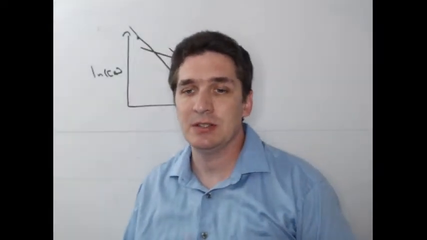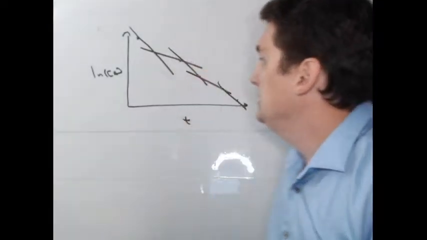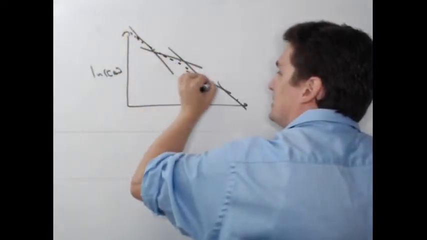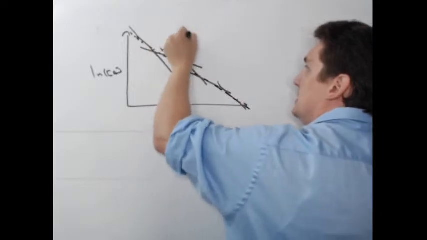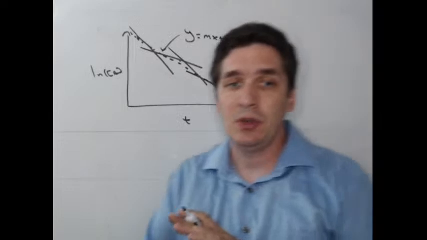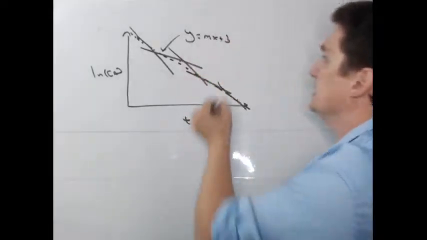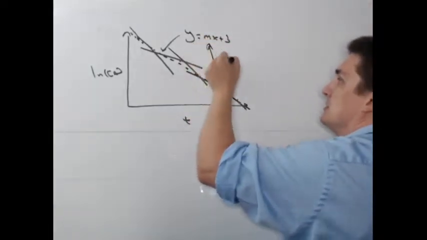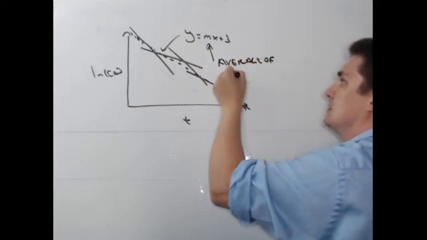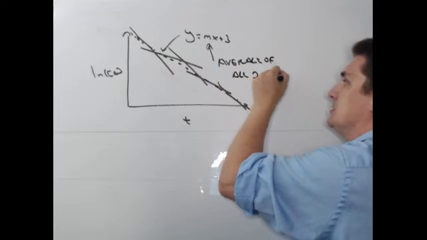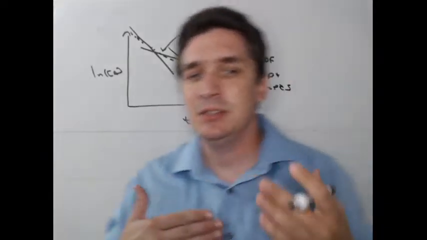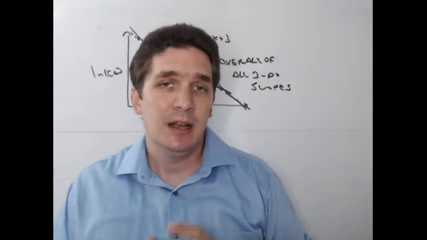So the question is, what do we take? And the answer is we take the linear regression. Your eye can probably see that there's kind of an average slope, and that's your y equals mx plus b fit. The reason we want to go across all points is that the slope here is an average of all the 2-point slopes. So this will average out any uncertainties between data points.